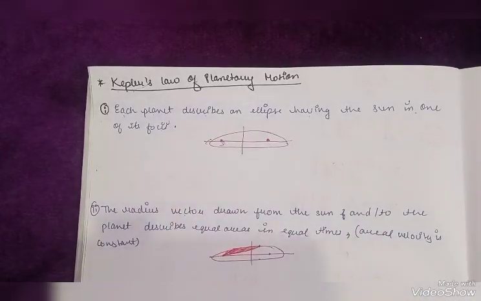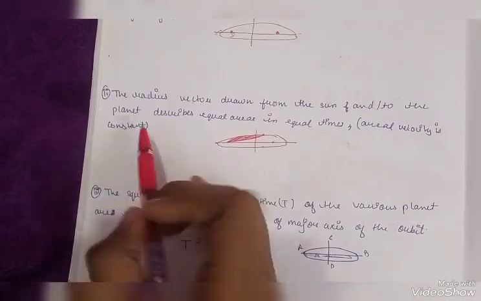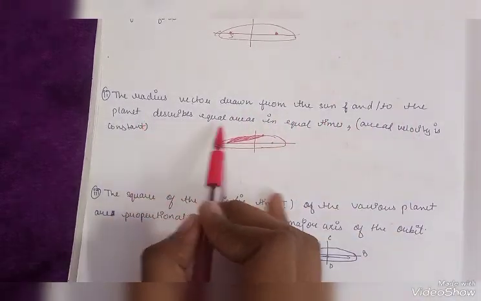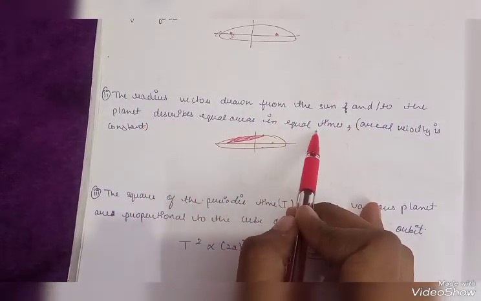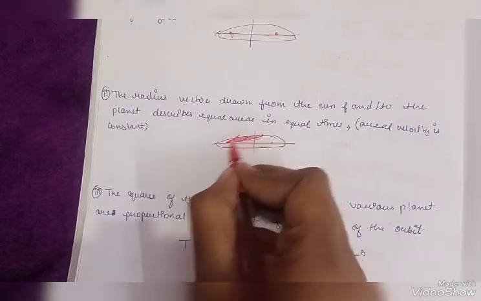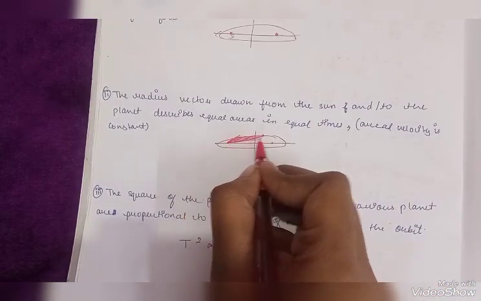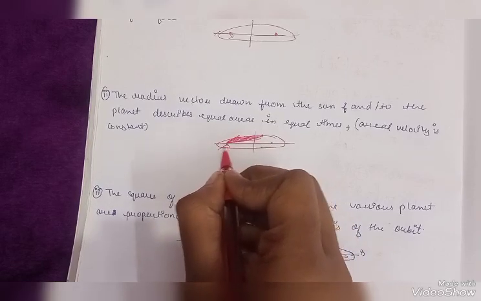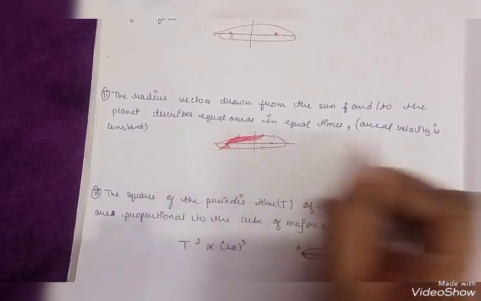The second law is the radius vector drawn from the sun to the planet describes equal areas in equal times. The time taken to describe this area is the same as the time to describe this area. This is called the areal velocity, and it is constant.